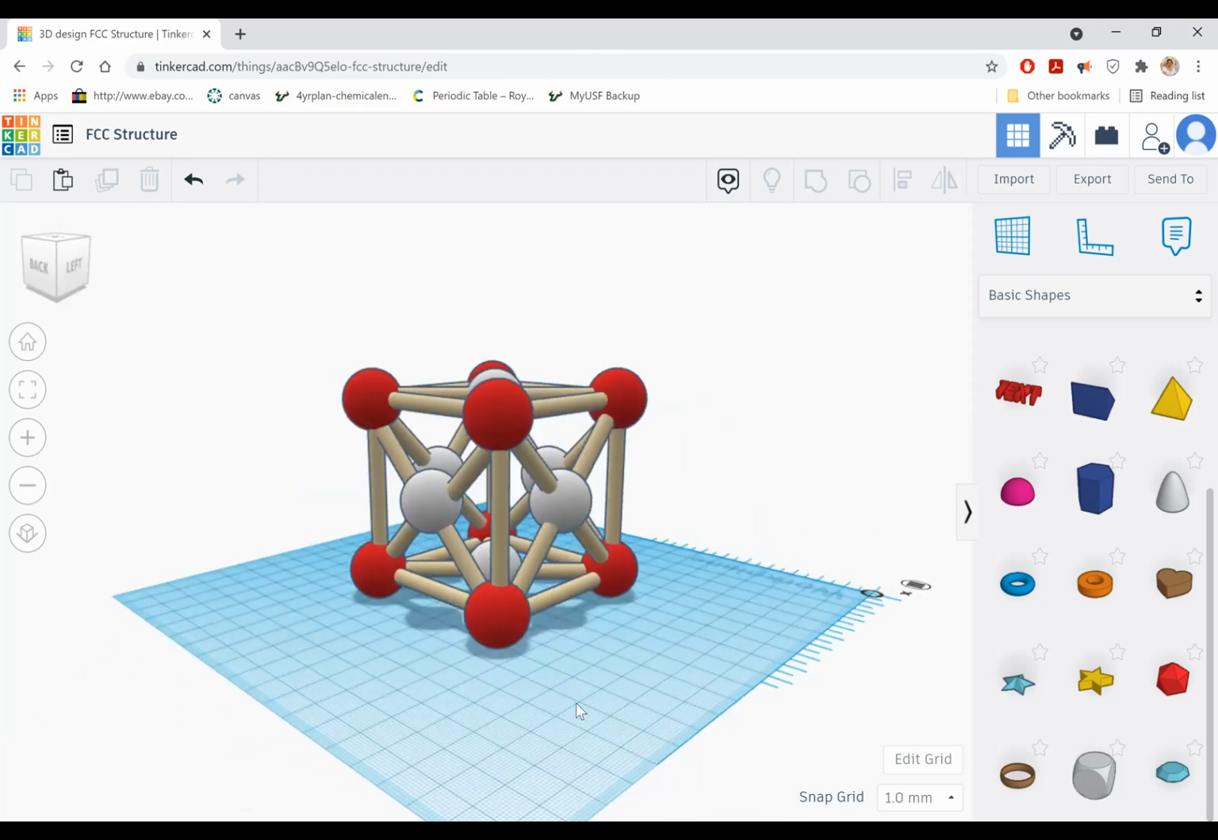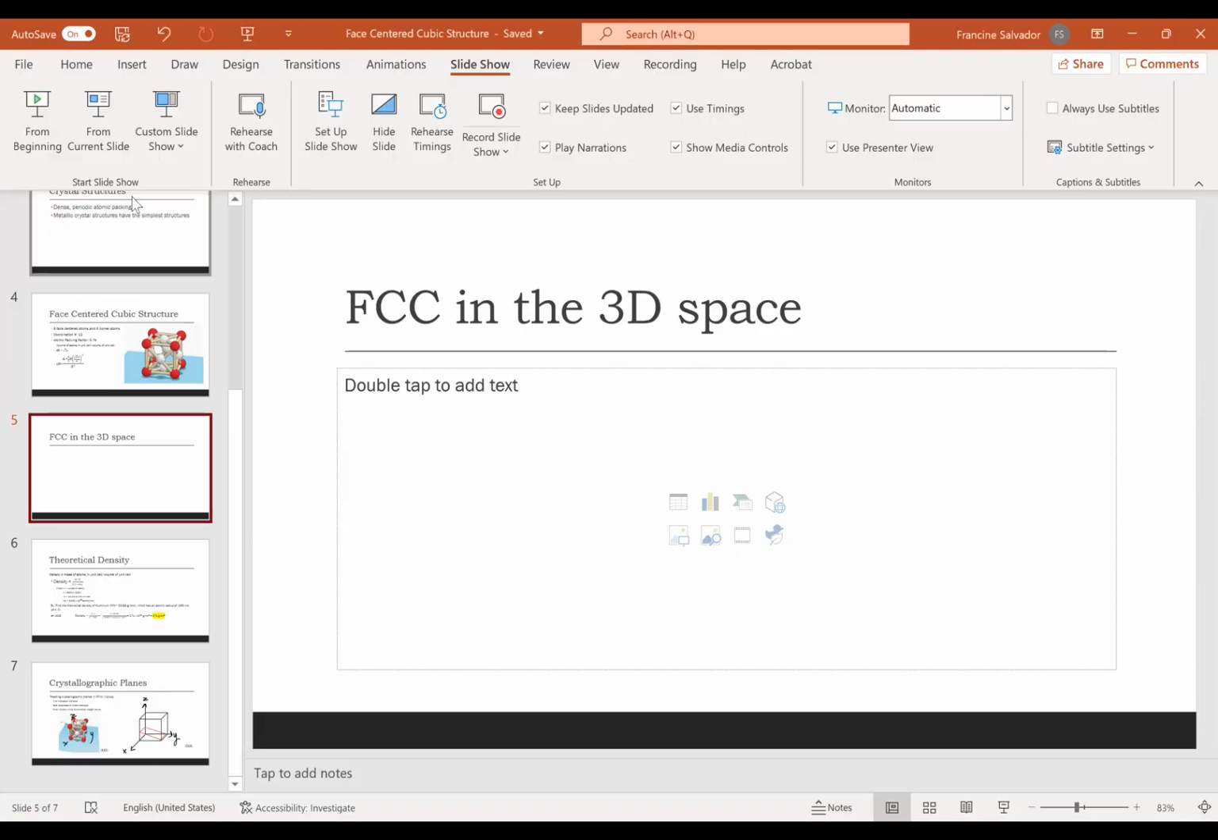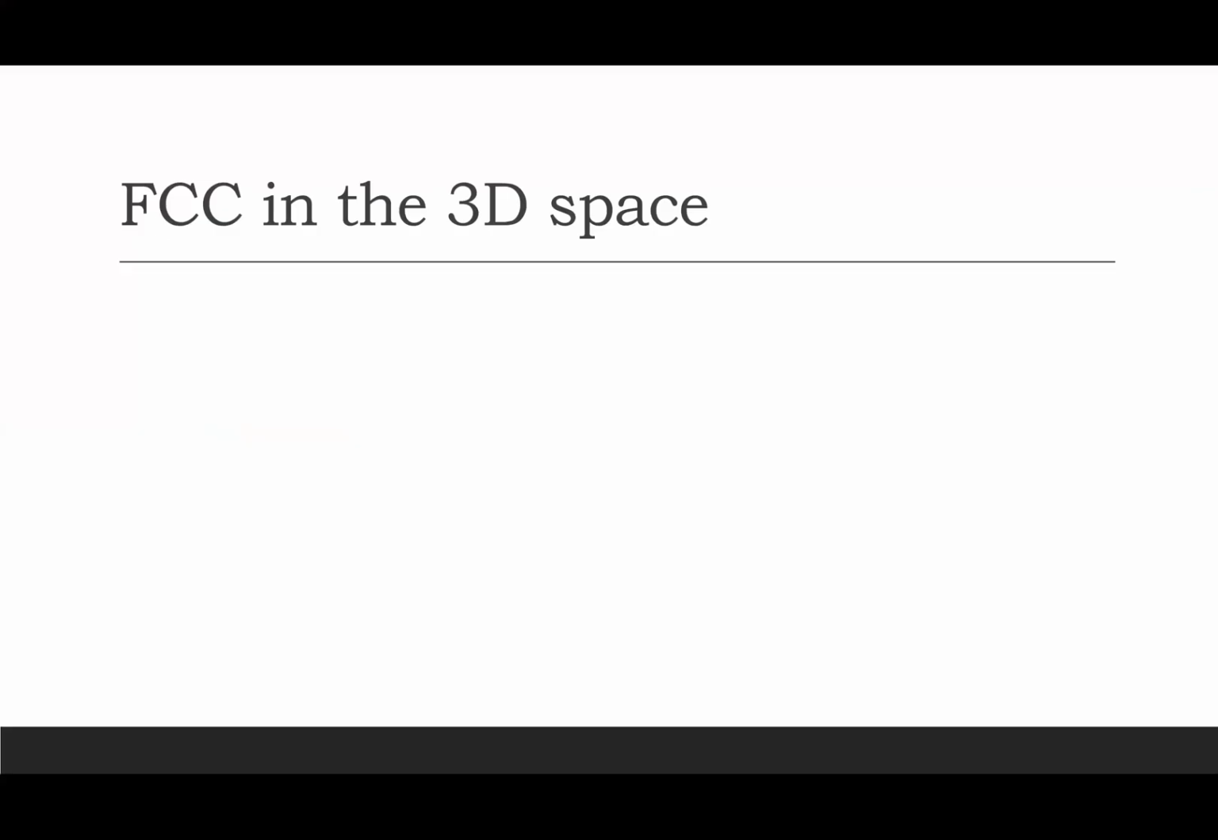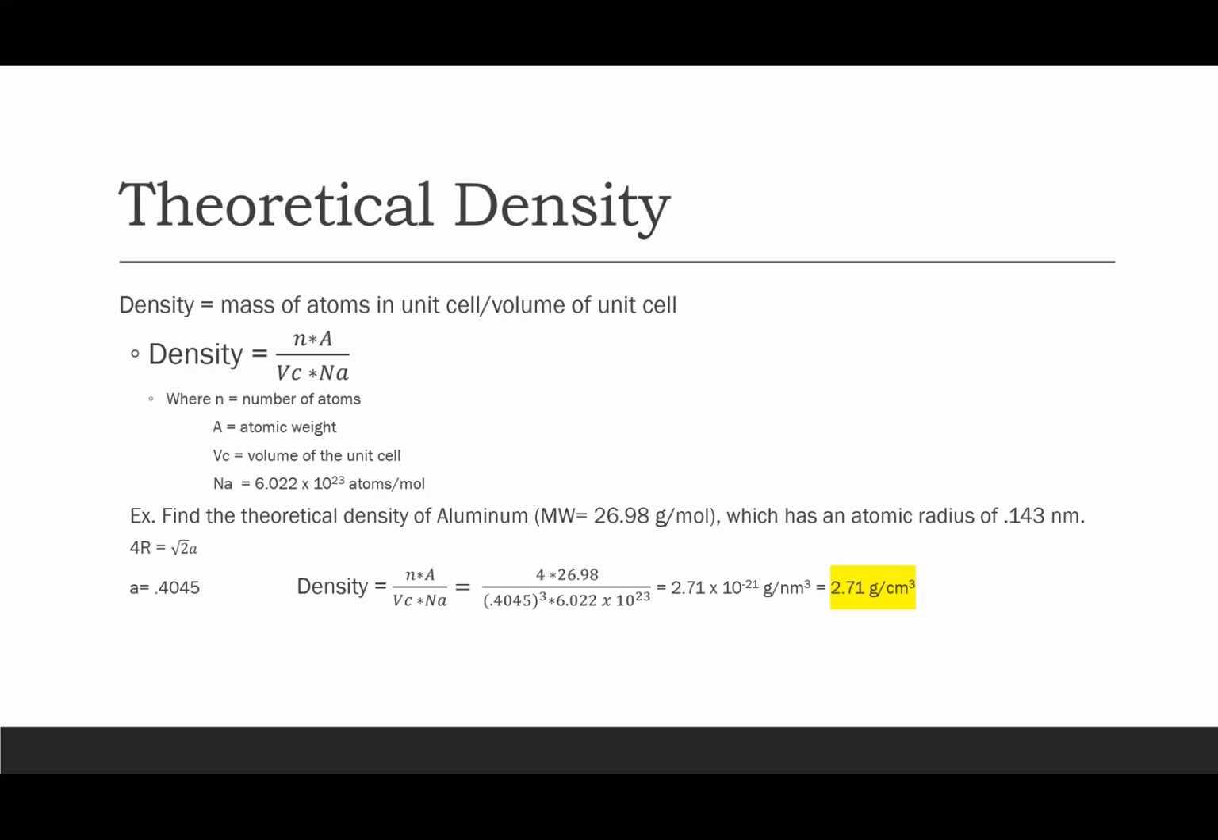So I'll go back, and now that we know a little bit more about the FCC, we can talk about solving a theoretical density problem. So the way a material is structured at the atomic level can help you predict some properties about it, including its density. So that will just be the mass of atoms in the unit cell divided by the volume of the unit cell. And we saw some of these terms in the APF formula a couple slides ago.